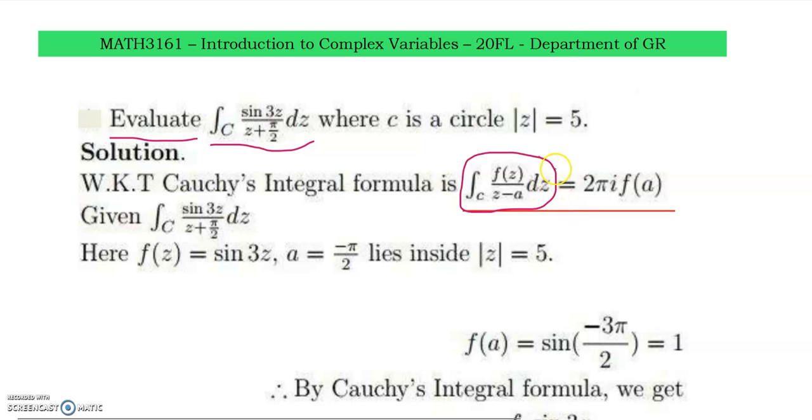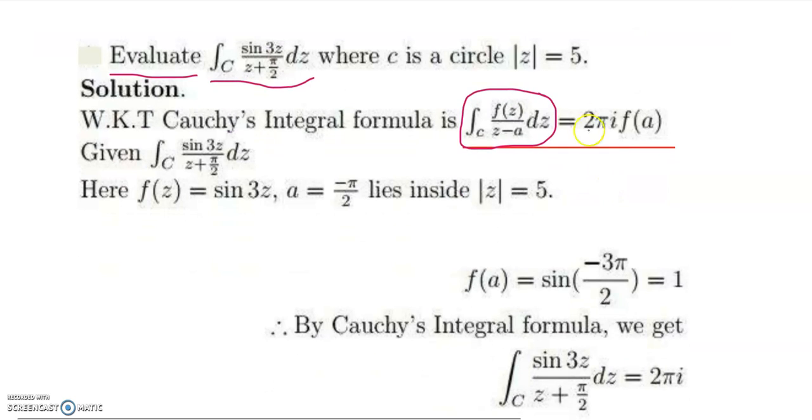So to find the integral value, we have to find f of a and multiply with 2 pi i. Okay. Now here what is C? That is mod z equal to 5. Center is 0 and radius is 5. Now to find f of a, first you write the point. What is a? Here z plus pi over 2 is given in the denominator, which means you compare z minus a and z plus pi over 2. That's why a is equal to minus pi over 2.